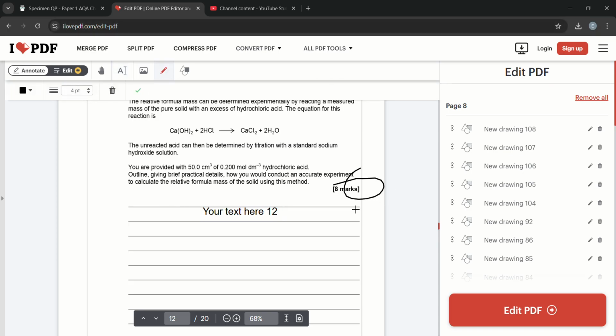This is the first time I've ever seen it, but it's the same as a 6 marker. 3 stages. So stage 1. The acid must be in excess. There must be an excess of acid. It says the excess of hydrochloric acid. Now we can find out the moles of acid.